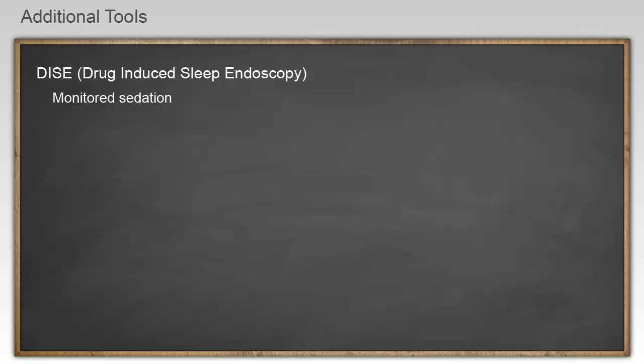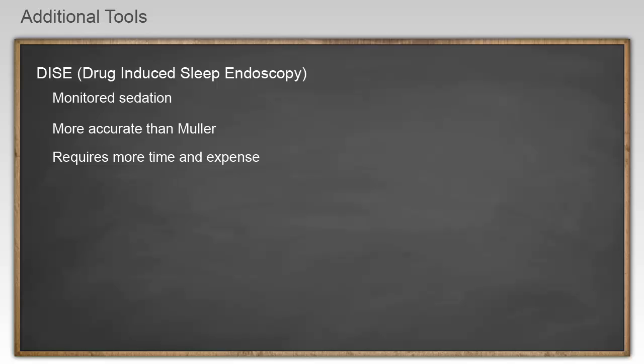An additional tool that can help to evaluate the sleep disorder patient is DISE, or drug-induced sleep endoscopy. The upper airway is visualized while the patient is under light sedation in a monitored setting. DISE is considered more accurate than the Mueller maneuver. However, it requires more time, monitoring, and the expenses of the operating room.